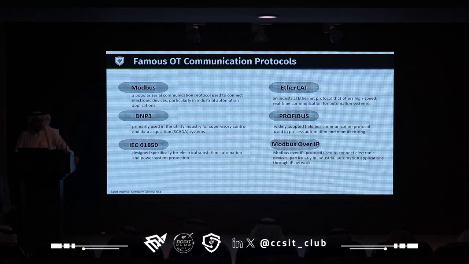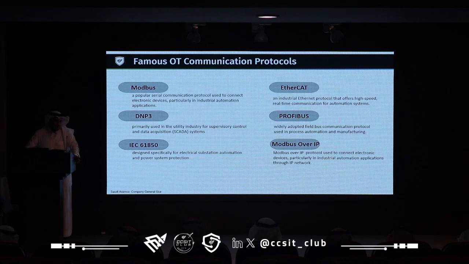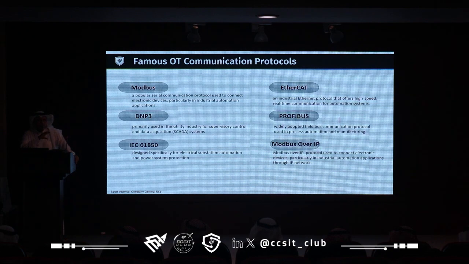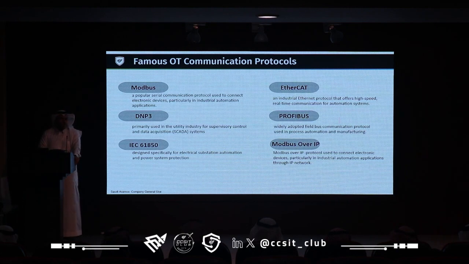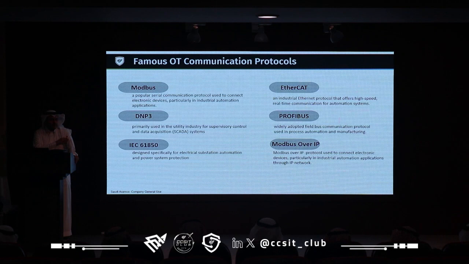And in IT, we have the TCP/IP protocol, and most of us know this protocol. But if you look at the OT environment, to exchange data between the PLC and the field devices, you will find other protocols. You will see different traffic or data exchange between the field devices and the control system or PLC. It will be different from IT protocols.